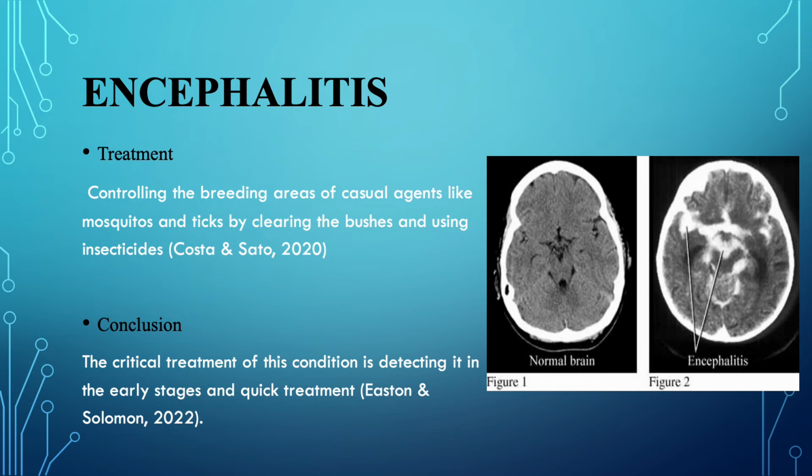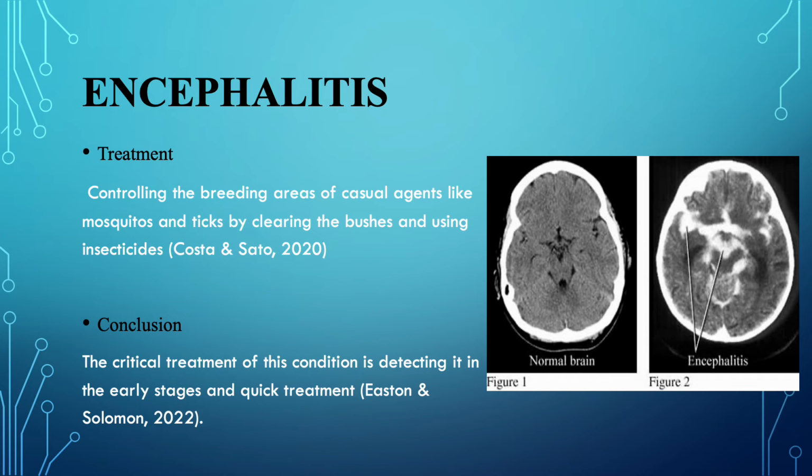Now, what can we do about encephalitis if we have it, right? There are honestly various strategies that have been used to prevent and actually improve individuals who have this disease. Our healthcare providers and other stakeholders developed a vaccine that has been used in order to prevent people from contracting this disease. Following, another method would be controlling the breeding areas of causal agents, for example, the mosquitoes and the ticks, by making sure to clear the bushes and using insecticides that we may have on hand. Finally, one more method to prevent encephalitis would be to make sure that we have mosquito repellents on and use nets to protect ourselves from getting the disease.